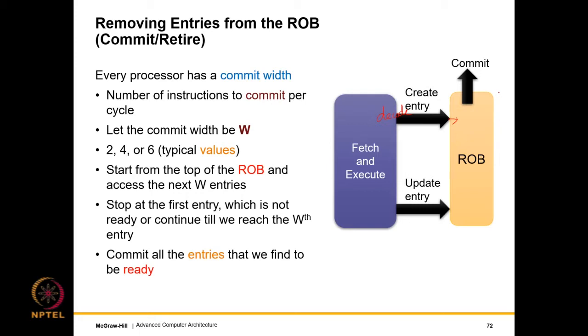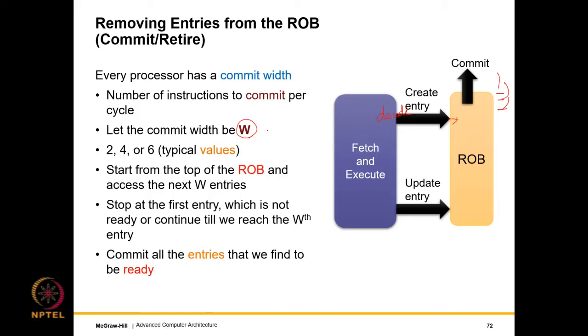Furthermore, every cycle we inspect the earliest entries of the ROB. So maybe we inspect the earliest. If that is ready, if it's done its job, we just remove it. Then we inspect the next. If that is done, we remove it. Then the next. So how many do we inspect at most? We inspect W entries at most, where W is called the commit width. It's typically 2, 4 or 6, so let's assume it's 4.